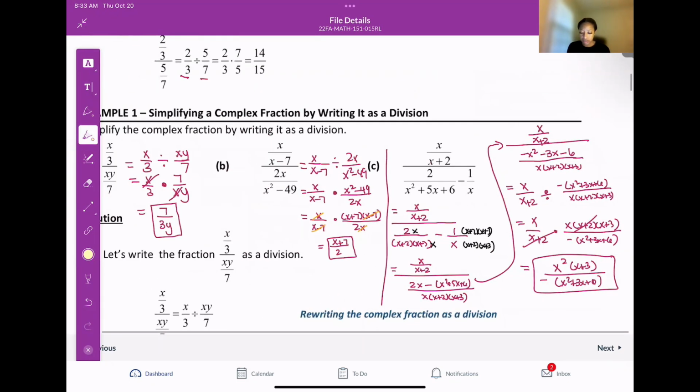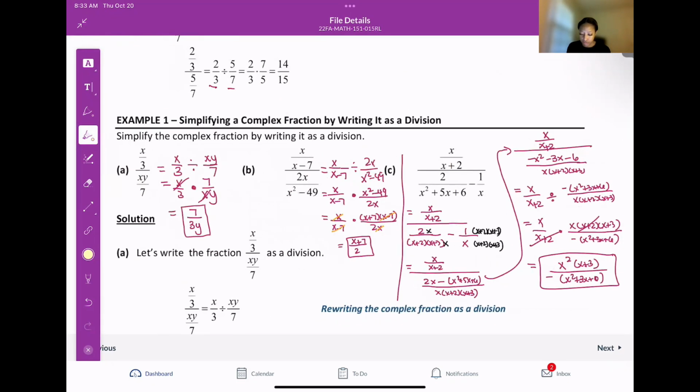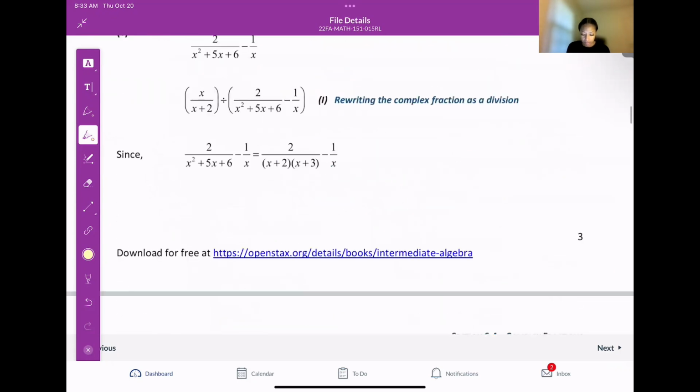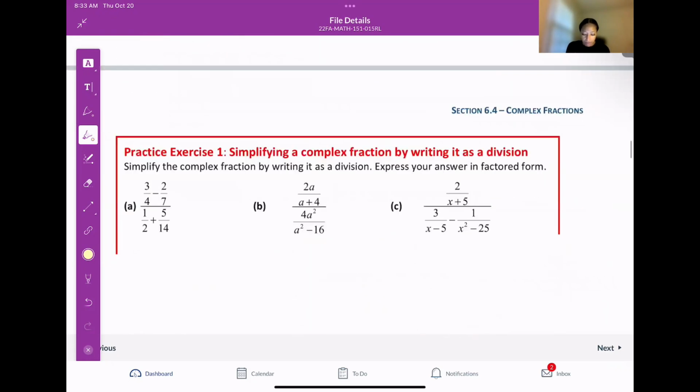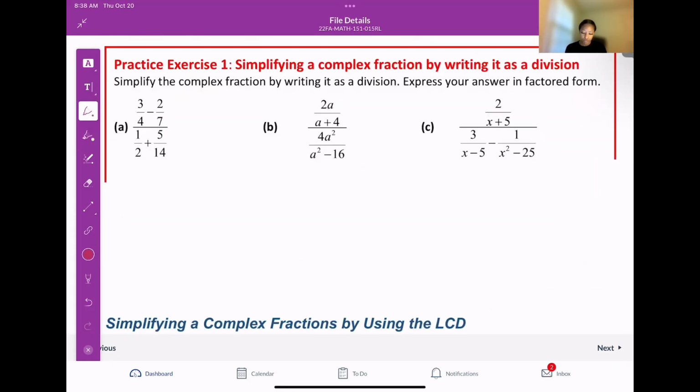All right, now that we've gotten a little bit of practice, we're gonna jump to the practice problems. For part A, we have 3 over 4 minus 2 over 7, all over 1/2 plus 15 over 14. To simplify this complex fraction, we need to first simplify the numerator and denominator. So subtract the numerator, add in the denominator, and then we'll rewrite it.